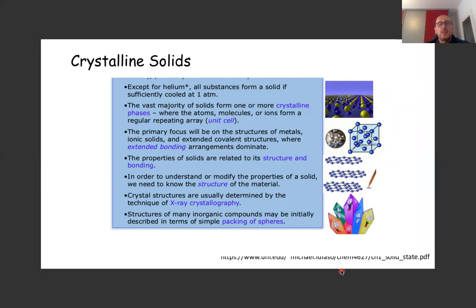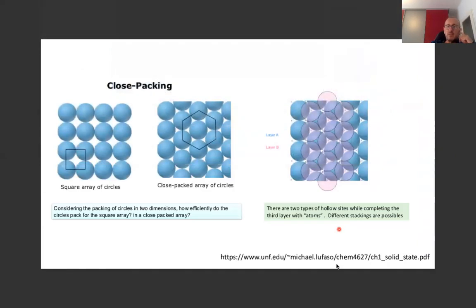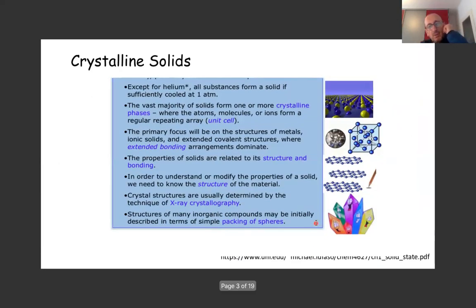My apologies, this slide is cut down. I borrowed this view graph from this website, so I'm giving proper credit to it. I like it because the images are very nice. A few things are very important here: except for helium, all substances form a solid at sufficiently low temperatures.